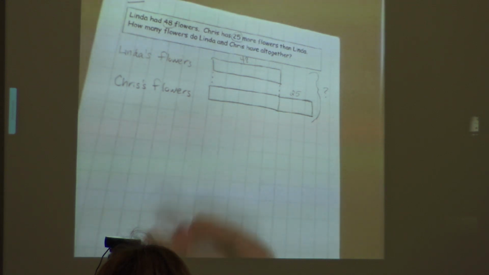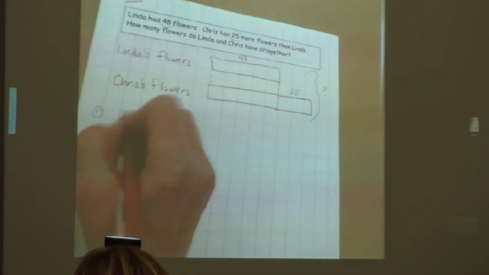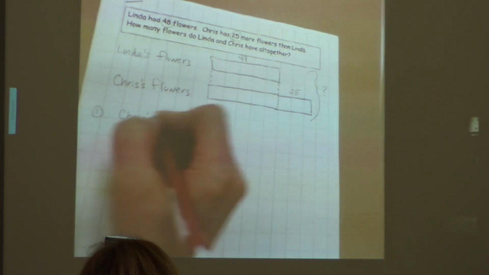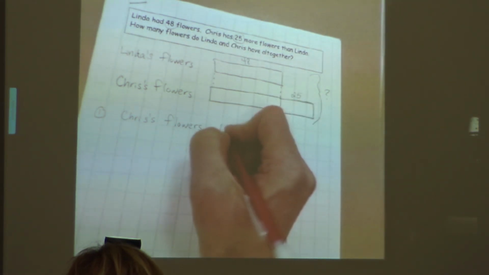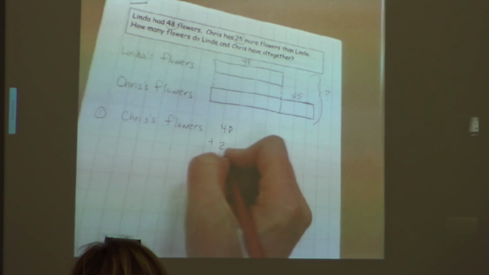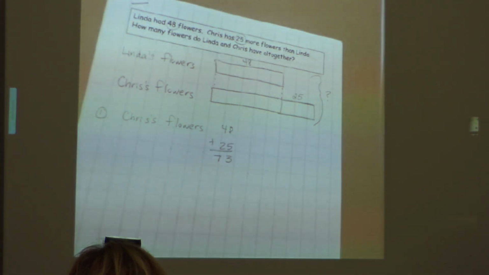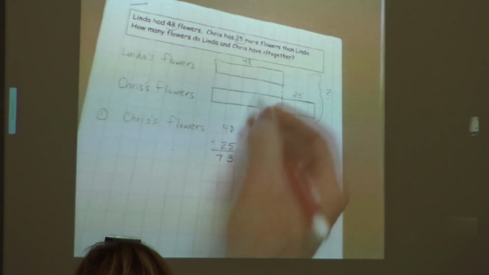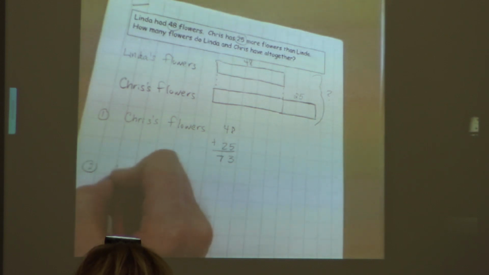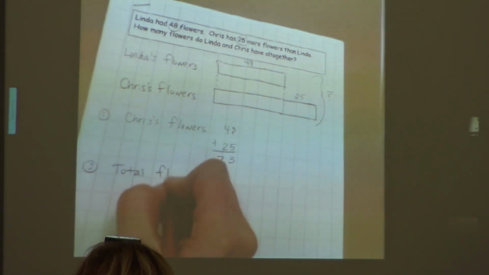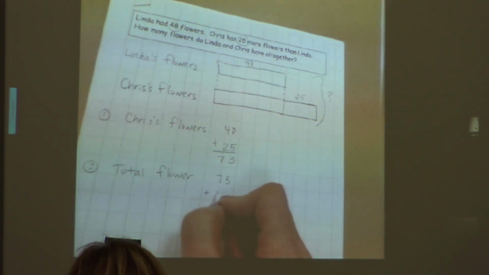I might start this way, and I like to number them, so step 1. I might do Chris's flowers. How much does he have? Students would know this operation already. So we know it's 48 plus 25. So 73. Now that I know this whole thing is worth 73, I can add in Linda's flowers fairly easily. So I can figure out the total flowers: 73 plus 48.